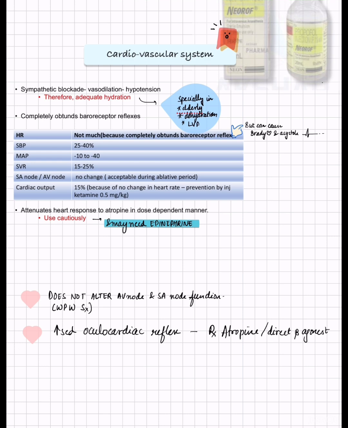Okay, so there's not much change in the heart rate usually. There is a decrease in the systolic blood pressure, mean arterial pressure, and systemic vascular resistance. It does not cause any change in the SA node or AV node, so it can be used in major ablative procedures or in WPW syndrome, and it decreases the cardiac output. Also, there are increased chances of the oculocardiac reflex, so you have to treat it with atropine or a direct beta agonist.